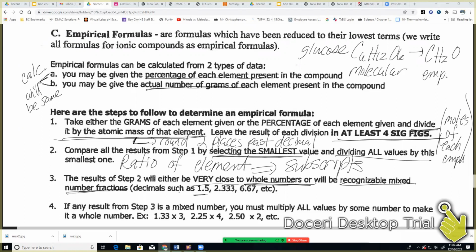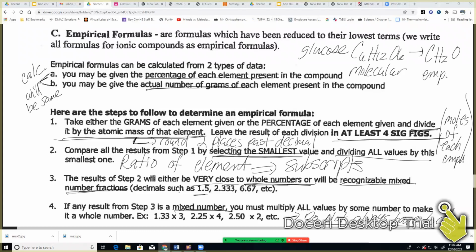All right, so if the result in step 3 is a mixed number, you must multiply all values by some number to make it a whole number. And step number 4, you do not always have to do. And like I said, we'll do one of each of those also. That's supposed to say that you don't always have to do step 4.